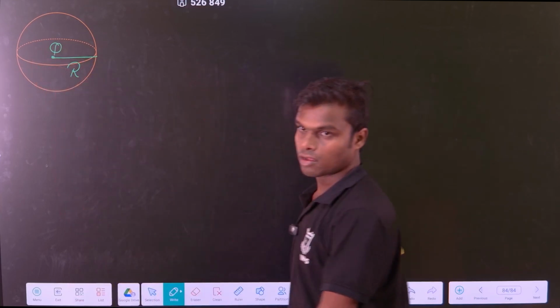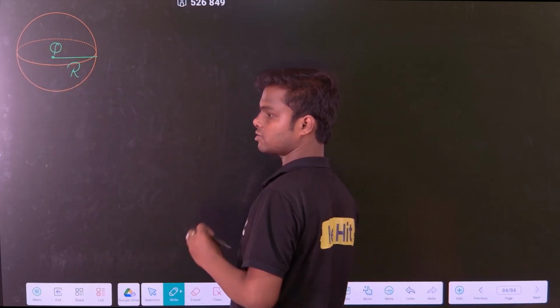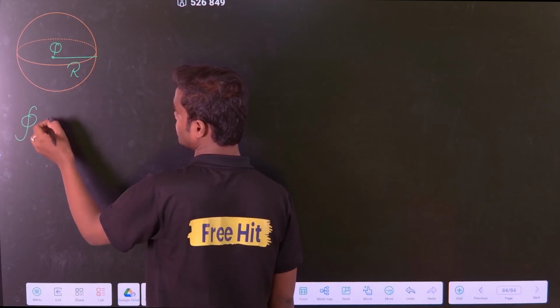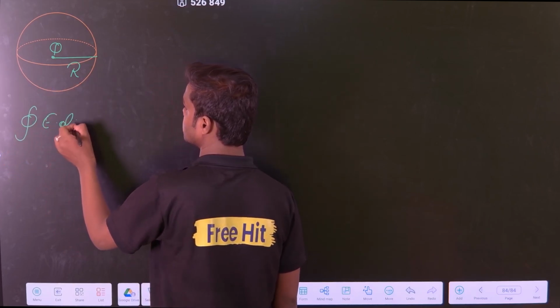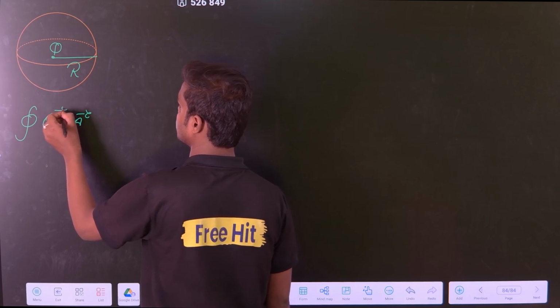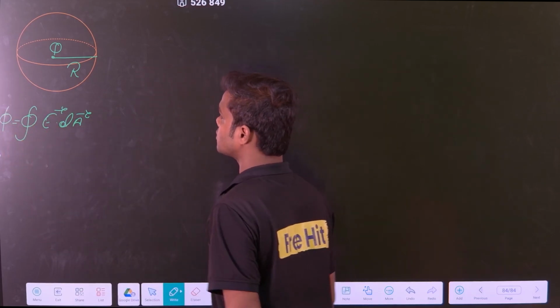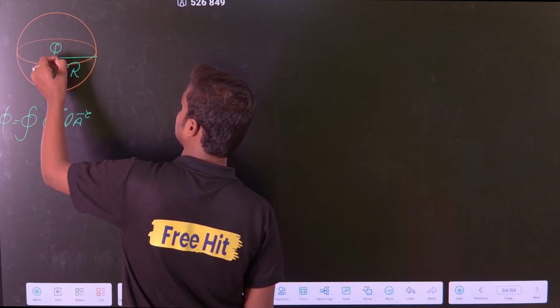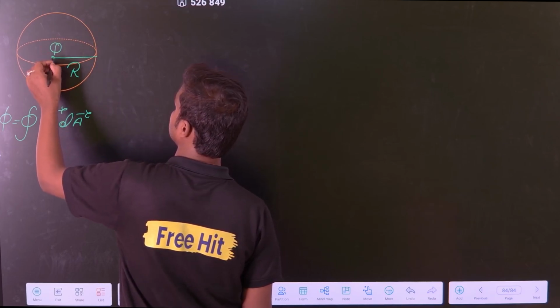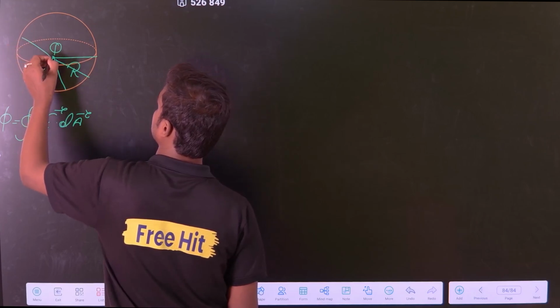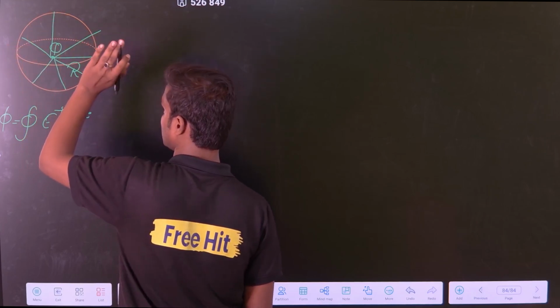Now I want to find the flux. What is flux basically? The flux is the closed surface integral of E dot dA, correct? That is the formula which we have learned. Can you tell me, for this charge q, the electric field lines will be like this, correct? It will be something like this only.